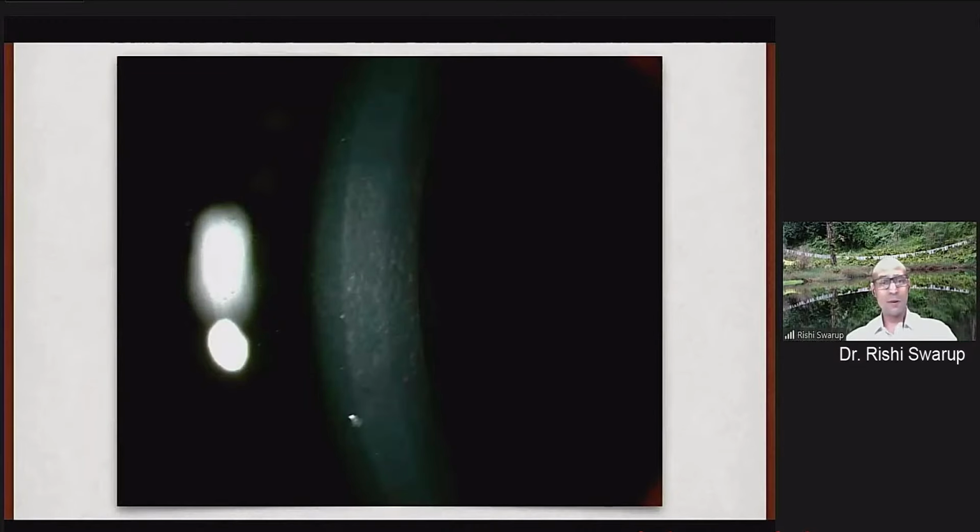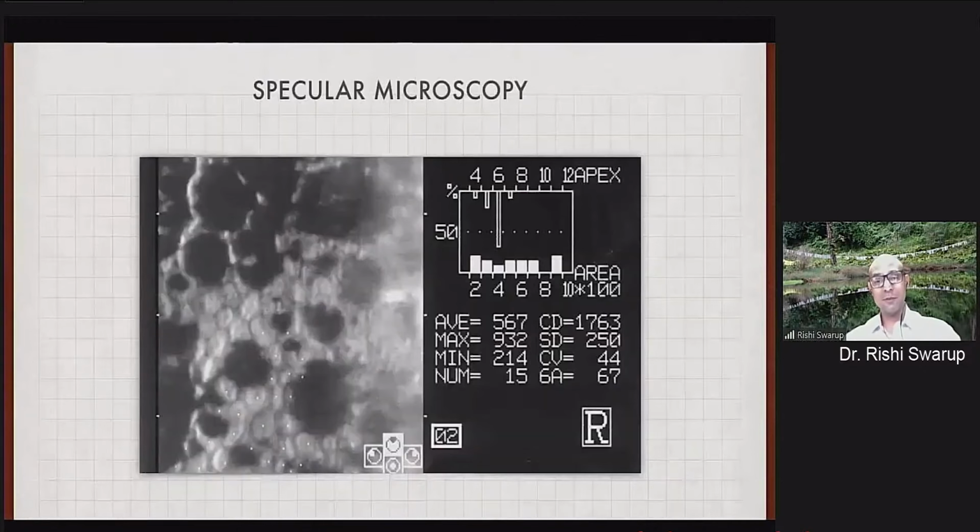Of course, you have to look at the endothelium. This is a specular reflex of the endothelium. Everyone should know how to see the specular reflex. It's very simple, and you should be able to see guttata. If you have a higher magnification on your slit lamp, you can even see the pattern of endothelial cells. And if you see an abnormality, then that will give you a clue.